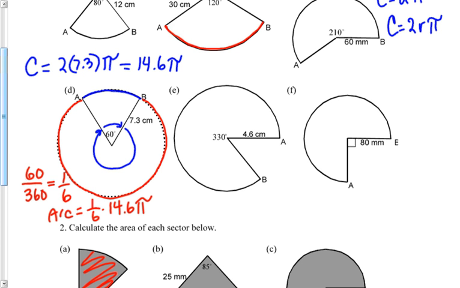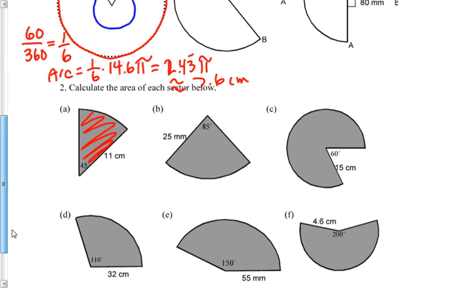If I do 14.6 times 1/6, I get 2.43 repeating times pi. Now that's in terms of pi. Since this is to the nearest tenth, I'm going to round it to the nearest tenth, and that's equal to about 7.6 centimeters. And that's how you find the length of an arc.